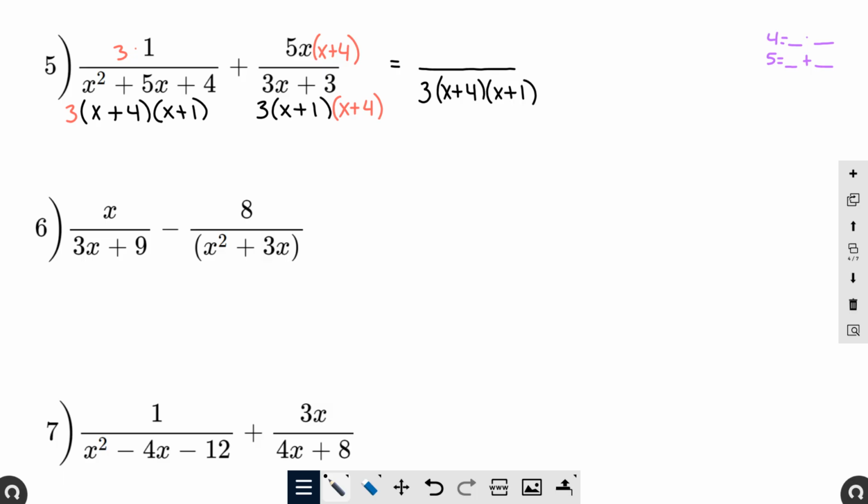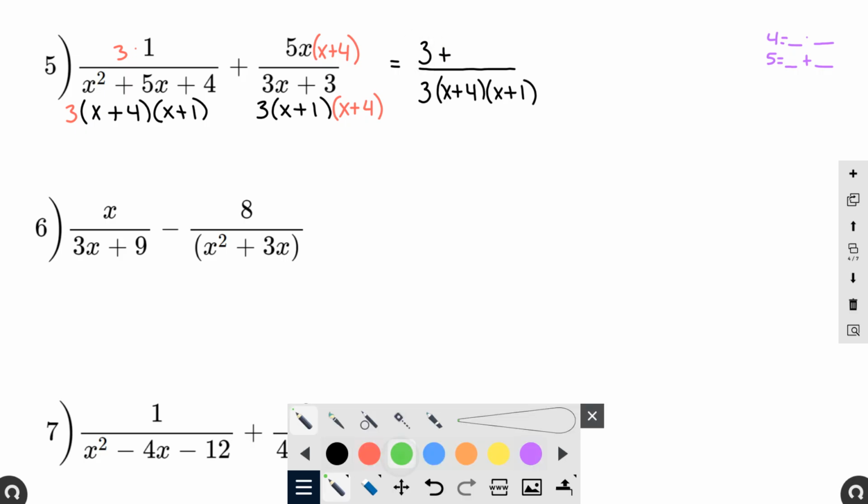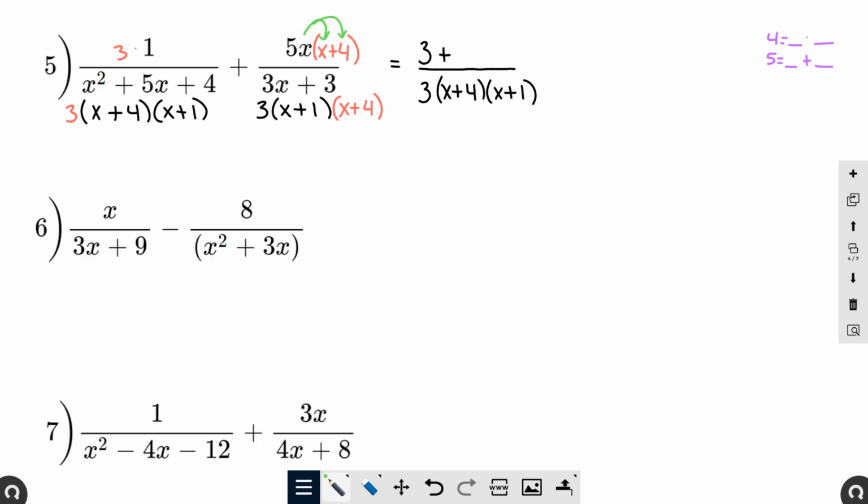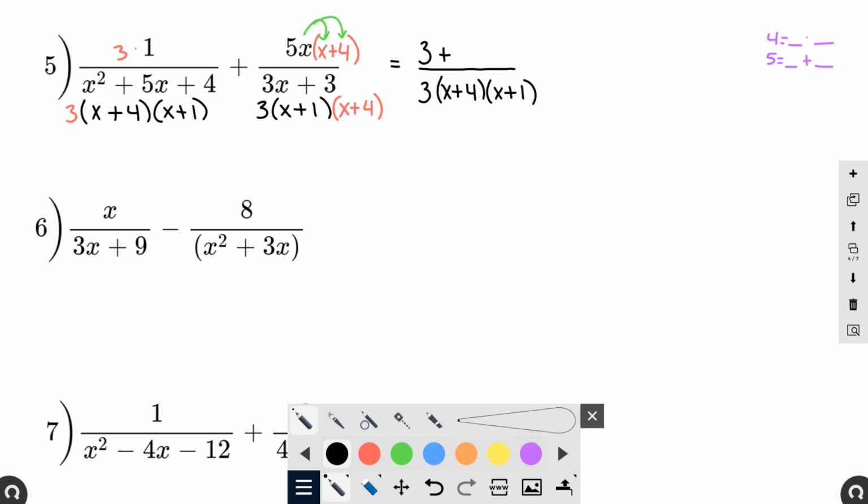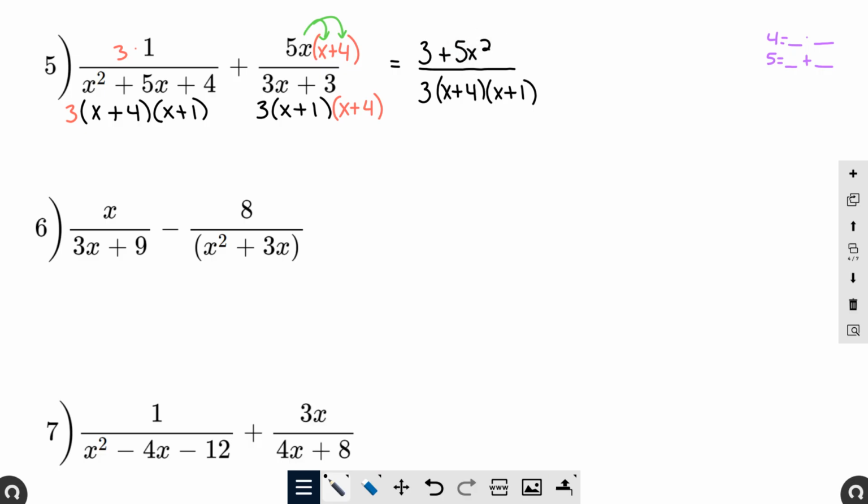So this first one, 3 times 1 is 3. Then I have a plus. Then I have this part. Now over here, I need to distribute. So what's 5x times x? And then 5x times 4. 20x. Now, do we usually see a numerator or a polynomial written that way? No. What should we do with that top part? Standard form. So let's write it in order. 5x squared plus 20x plus 3, and then it's over 3x plus 4, x plus 1.